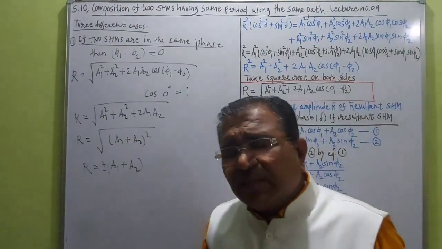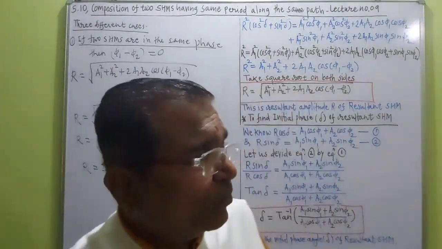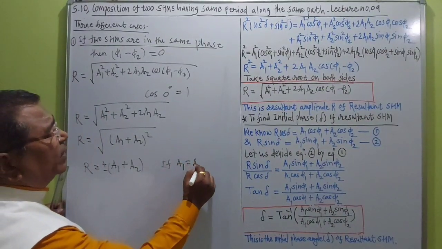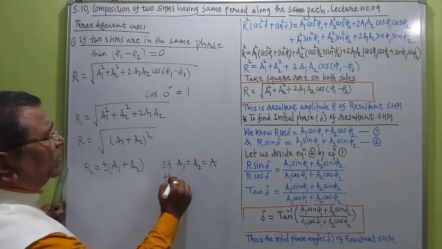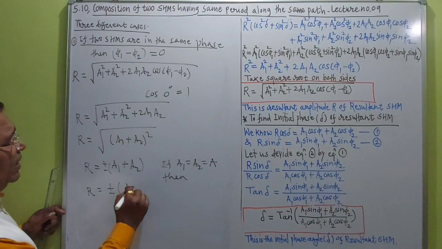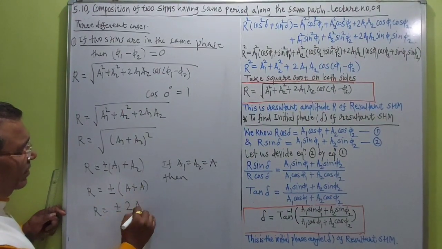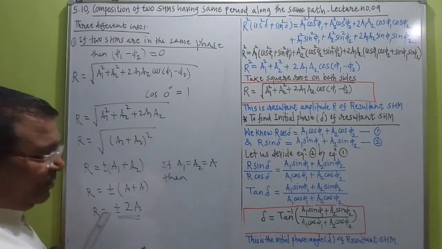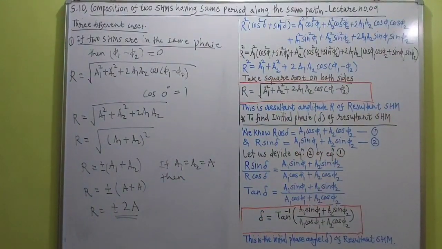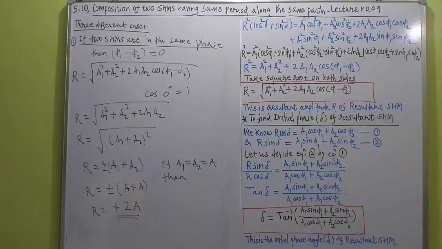Then suppose A1 equal to A2 equal to capital A, then what happens? Then we get capital R is equal to A plus A, so capital R is equal to 2A. This condition arises if A1 is equal to A2 is equal to capital A. Take a screenshot. Okay. Then we'll proceed further.